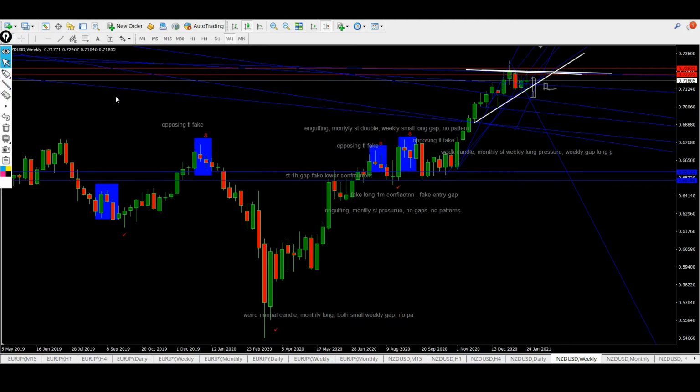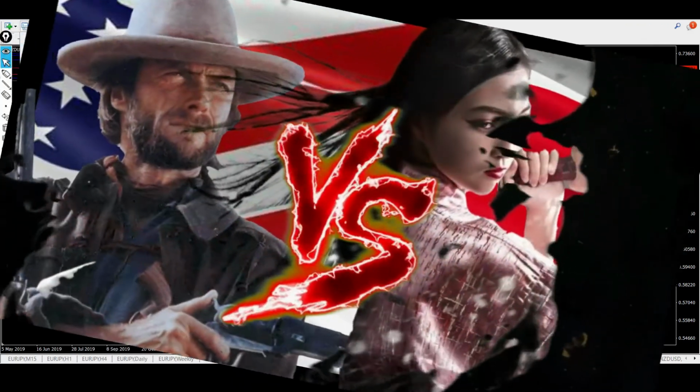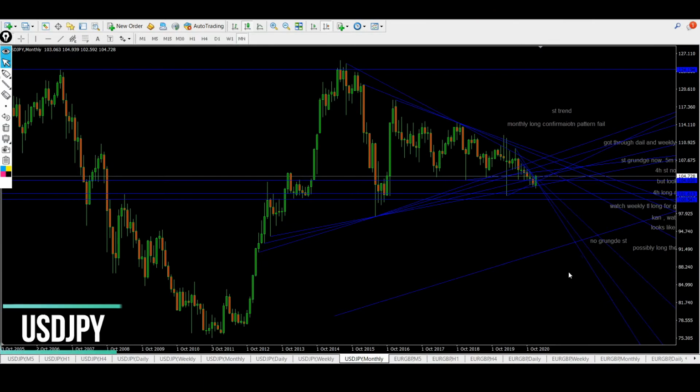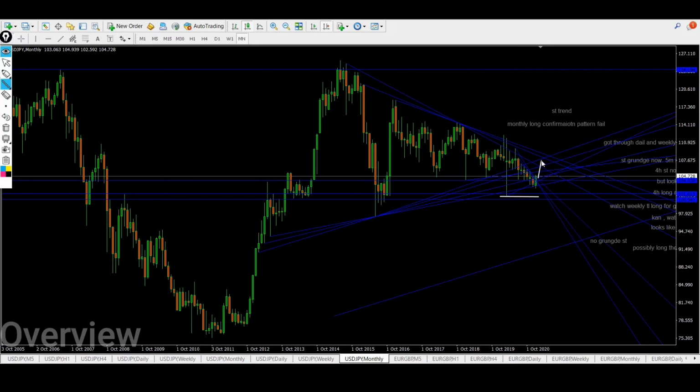Okay, so let's go on to the USDJPY. This is a monthly chart. We'll start off with an overview. Ultimately, we're targeting this pivot low down here, but before that, I'm pretty sure we're going to pull back to the 107 level and possibly the 109 level and then hit that level.